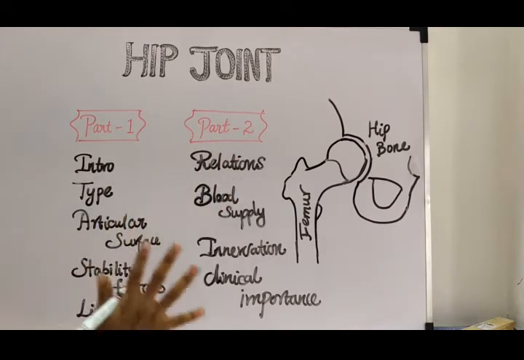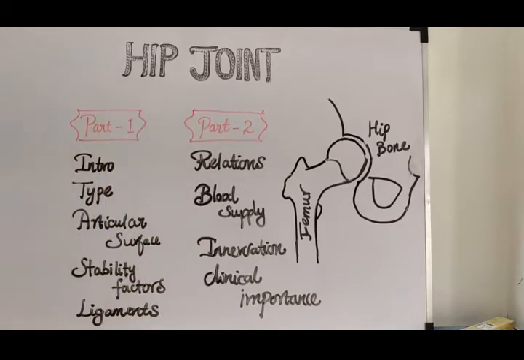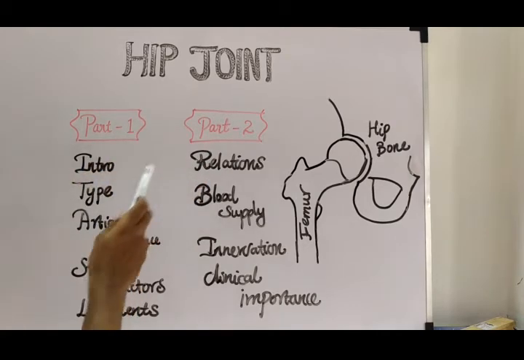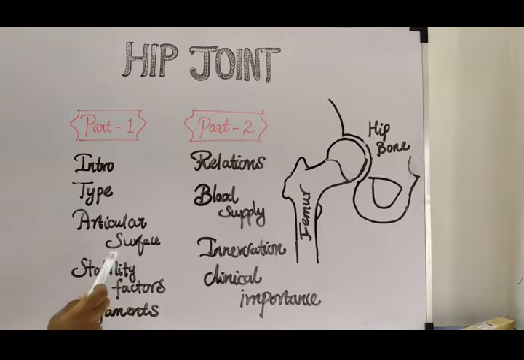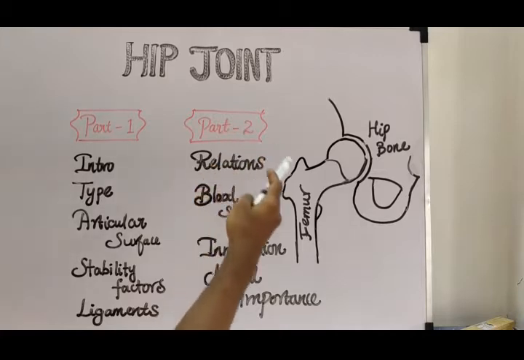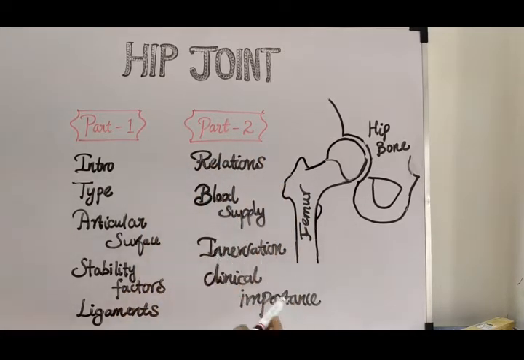Before starting, let me give you an outline. This question is quite a big question, so I'm making it into two parts, part 1 and part 2. In part 1, we'll be seeing the introduction, type, articular surface, factors of stability and ligaments, and in part 2, that is in the next video, we'll be seeing the relations, blood supply, innervation and clinical importance. So let's start.